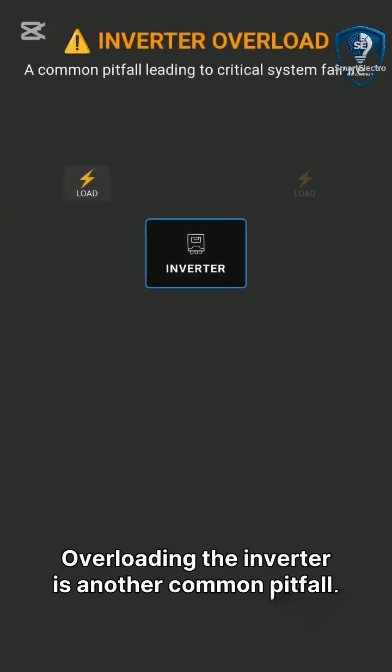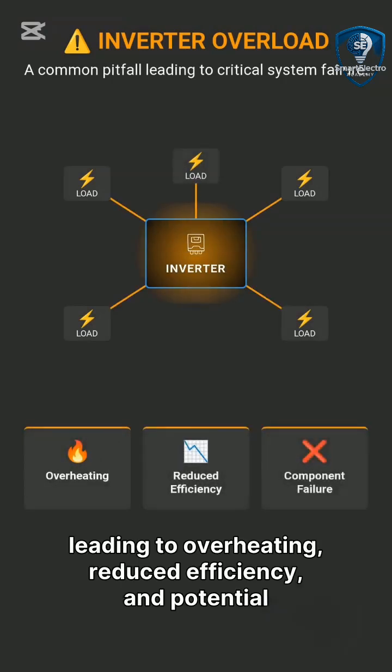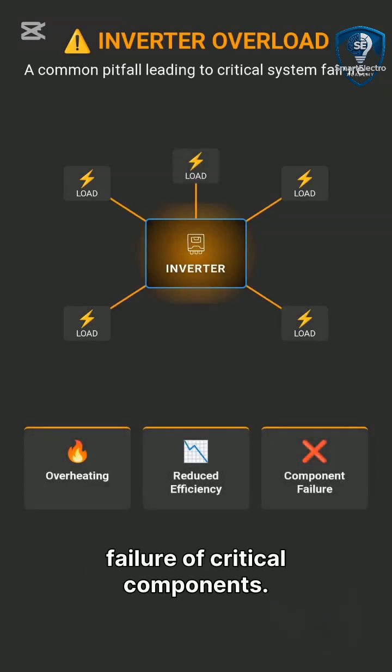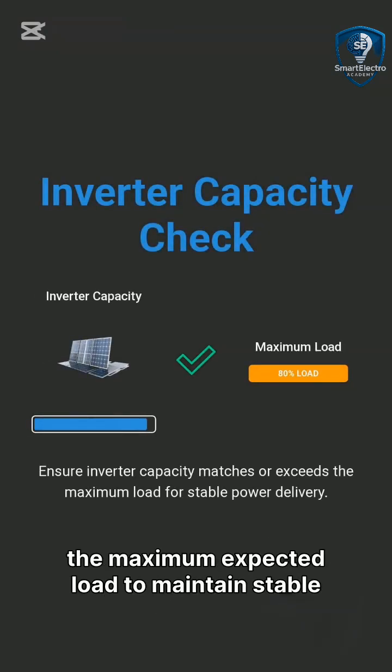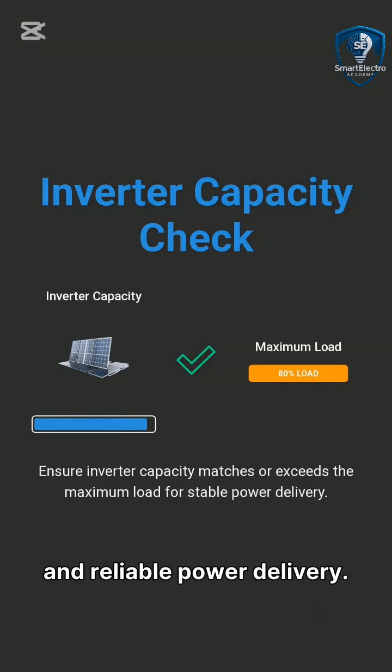Overloading the inverter is another common pitfall, leading to overheating, reduced efficiency, and potential failure of critical components. Ensure your inverter's capacity matches or exceeds the maximum expected load to maintain stable and reliable power delivery.